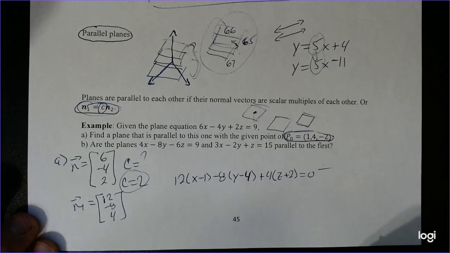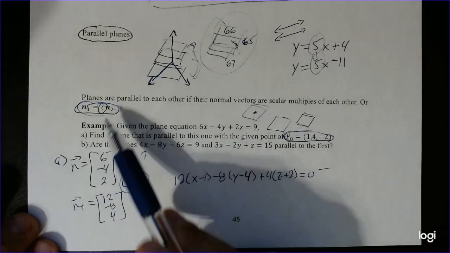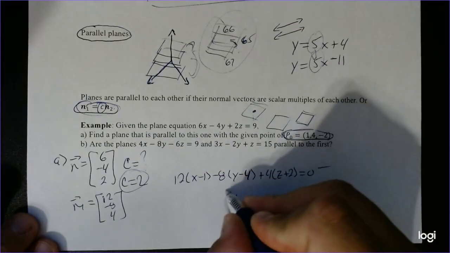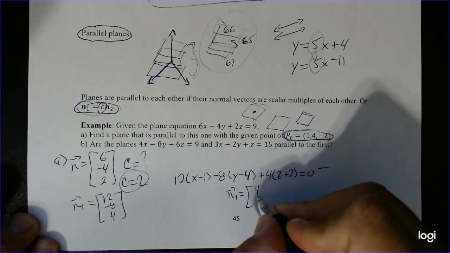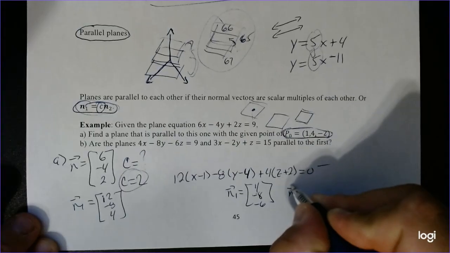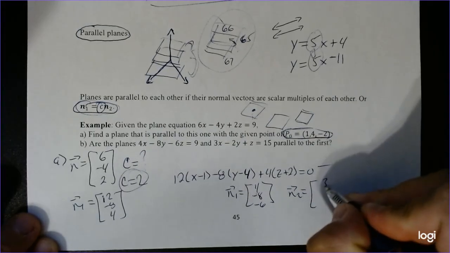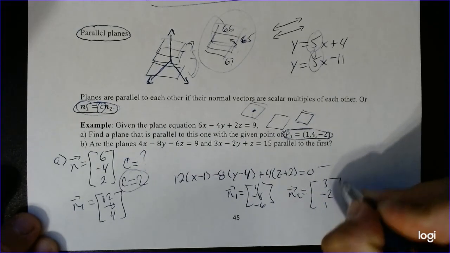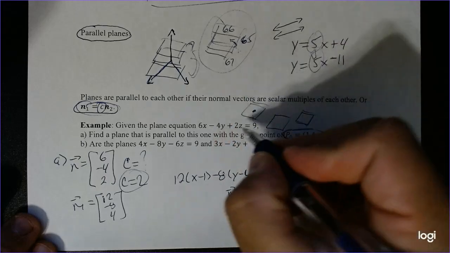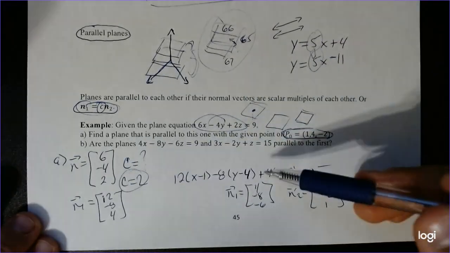So now, are these planes parallel to each other or not? How do you find if they're parallel? Well, this process exactly tells us right here. All they have to be is scalar multiples. So the first plane is 4, -8, and -6. The second one is 3, -2, and 1. So the question becomes, are these planes parallel to the first one? Sorry, we want to see if they're parallel to this one. Okay.